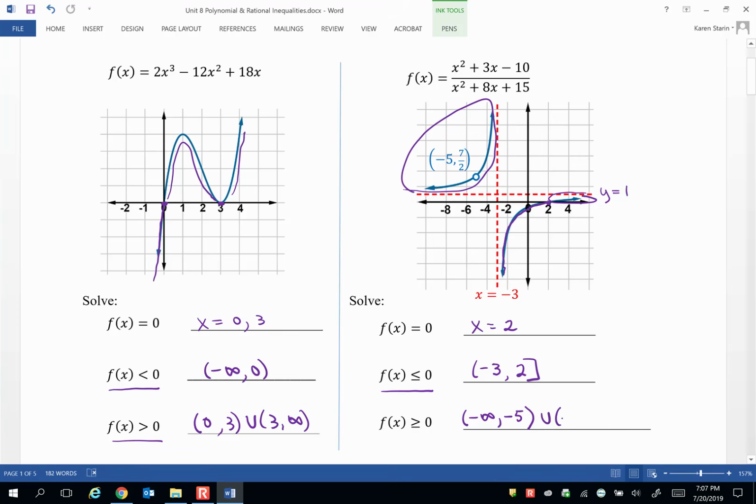So I jump over negative 5 with that union symbol. And then I go to negative 3 because that's a vertical asymptote, and I use another parenthesis because it's an excluded value of the function. And then I don't come back up above the x-axis until I hit 2 again, and because there's an equal bar, I will put a bracket around 2 and then go on forever to infinity.